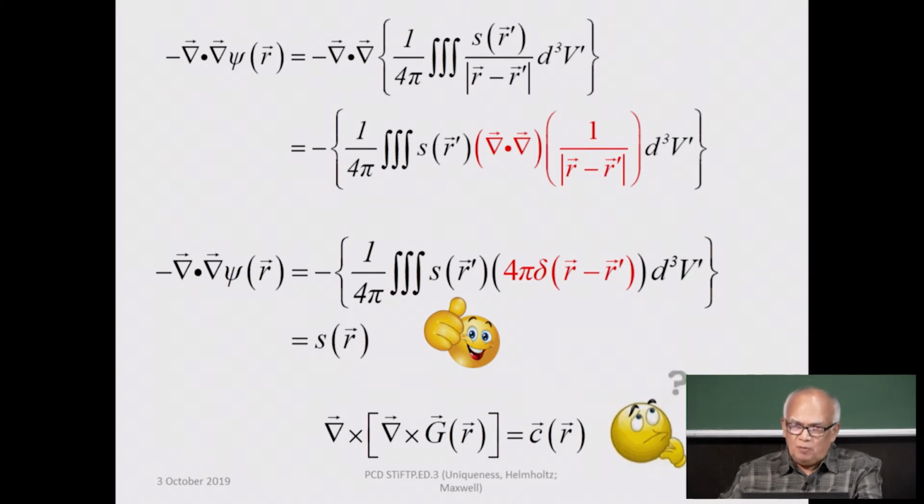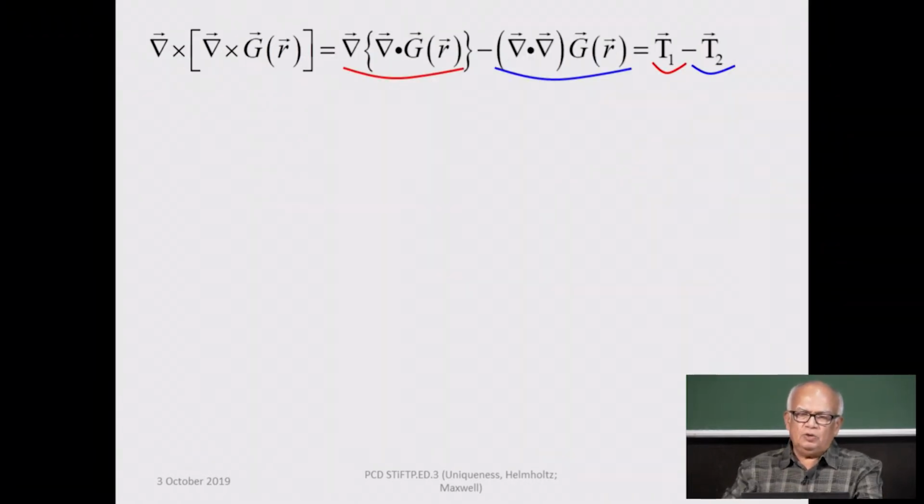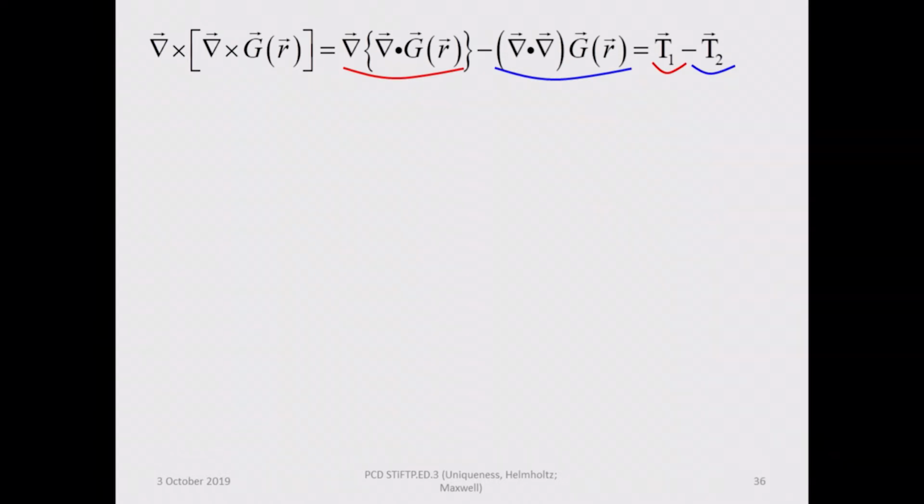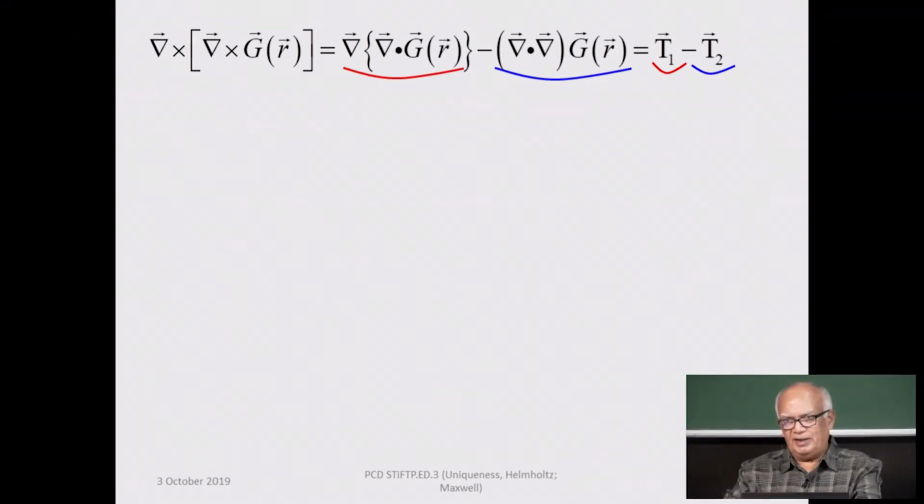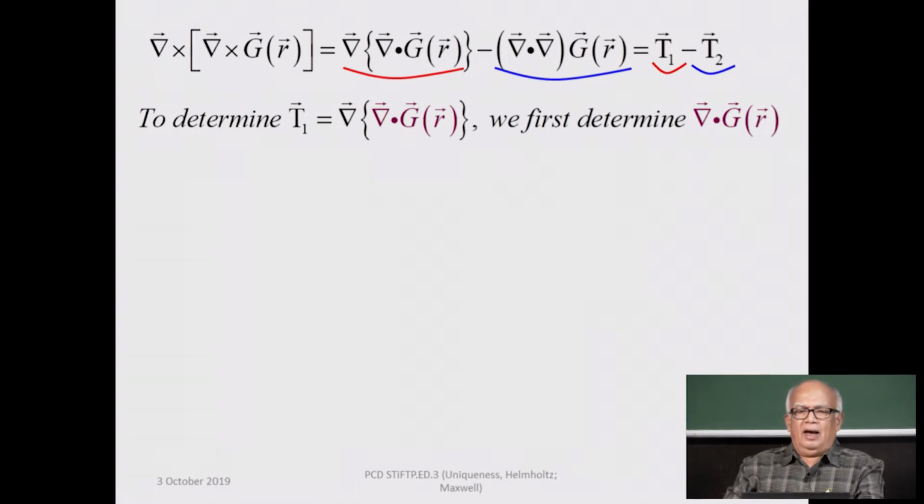Now, we still have to show that the curl of G is exactly equal to C, which is what we started out with. Okay. This is what we now have to show, that remains to be shown. So, let us determine what is the curl of G, and we write it as a difference of two terms, T1 and T2, and we will handle them separately. Okay. So, we have used a vector identity over here, which is valid for any vector function, and we first determine the term T1, which is the gradient of the divergence of G.